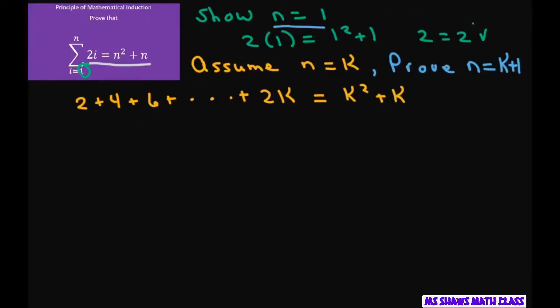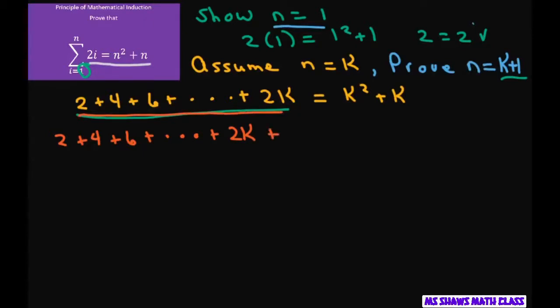All right. Now, to do that, we're going to check for k plus 1. So you take this and copy it down. We're going to write 2 plus 4 plus 6 plus dot, dot, dot plus 2k. So I just copied this whole thing down. Now the next term is going to be 2k plus 2. And on this side, everywhere there's a k, instead of k now, we're going to put k plus 1.